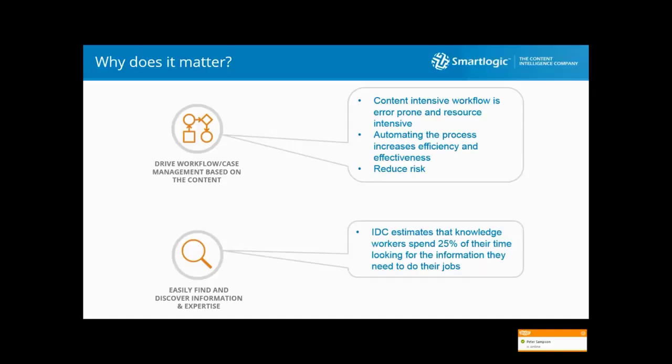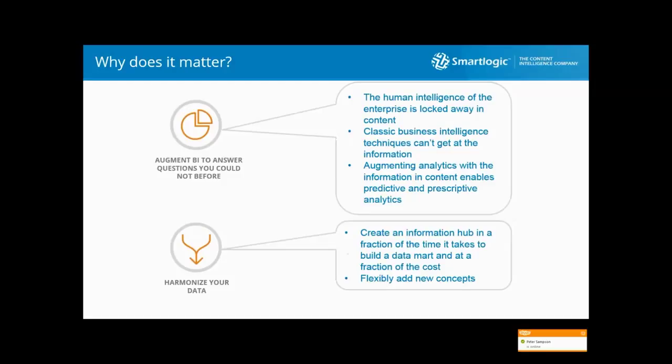So being able to accurately describe all of your information in a way that allows people to access what they need is incredibly powerful. In addition to that, you can augment your business intelligence to answer questions that you could not answer before. Most of the human intelligence of the enterprise is locked away in the content, and classic business intelligence techniques can't get at that information.